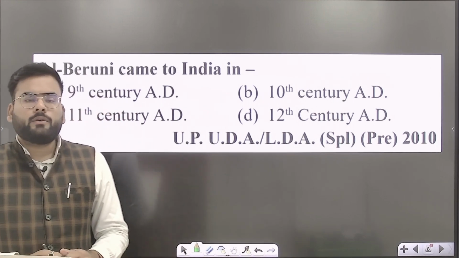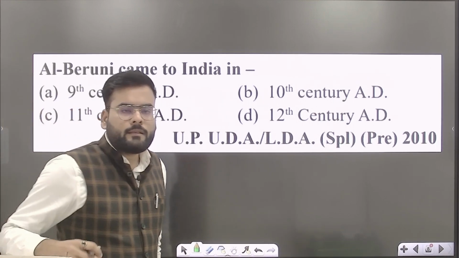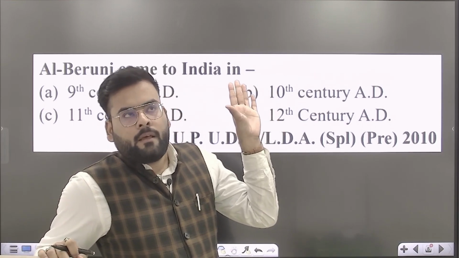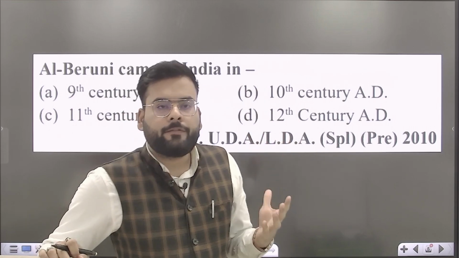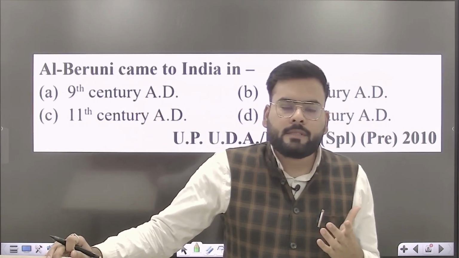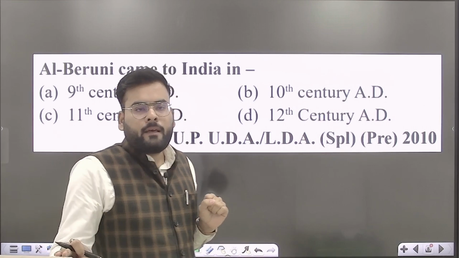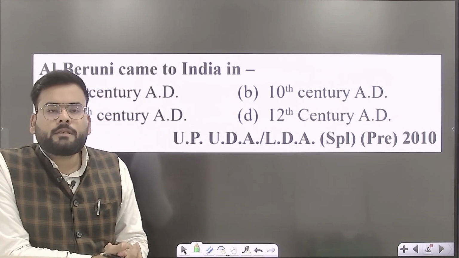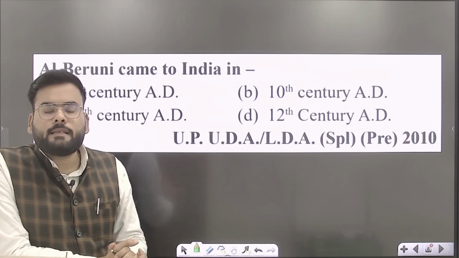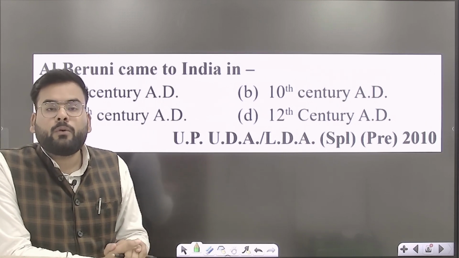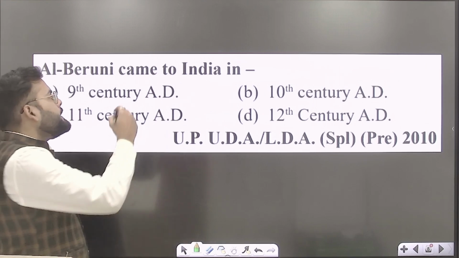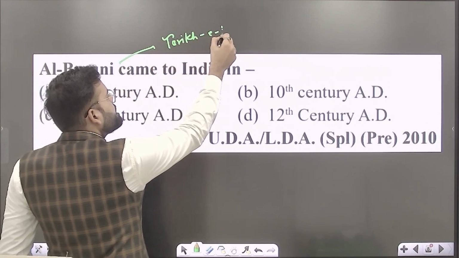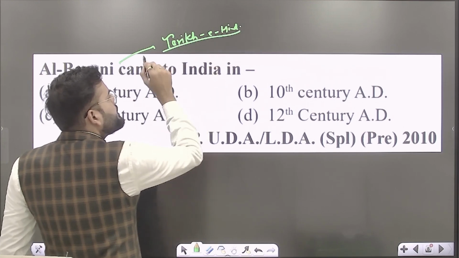Now, if you know who Al-Beruni is, then you can answer this question. But if you have just figured out that Al-Beruni was a companion of Mahmud Ghaznavi who invaded India 17 times, then you will answer it wrong. Now let's discuss. Al-Beruni was actually a companion in the army of Ghaznavi, as well as a great writer of that time who wrote a famous book called Tarikh-e-Hind, which is also known as Kitab-e-Hind.